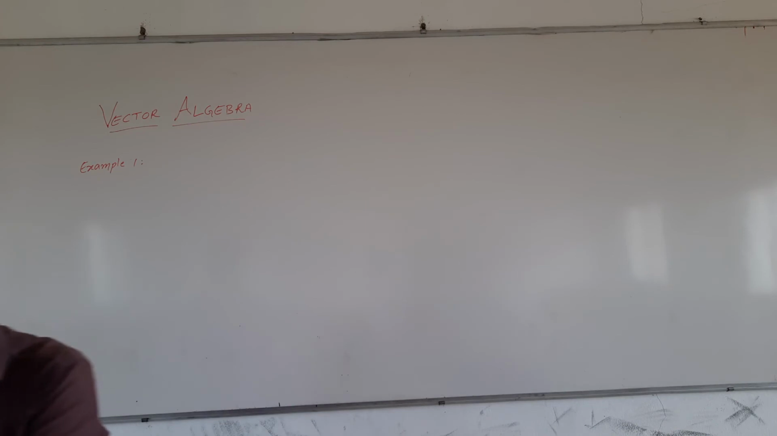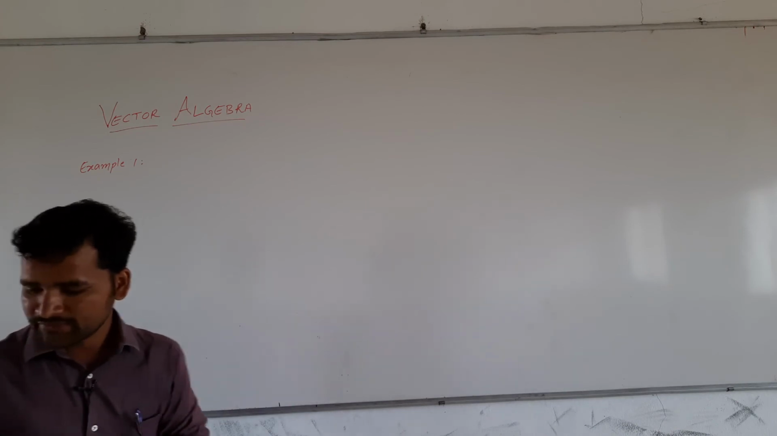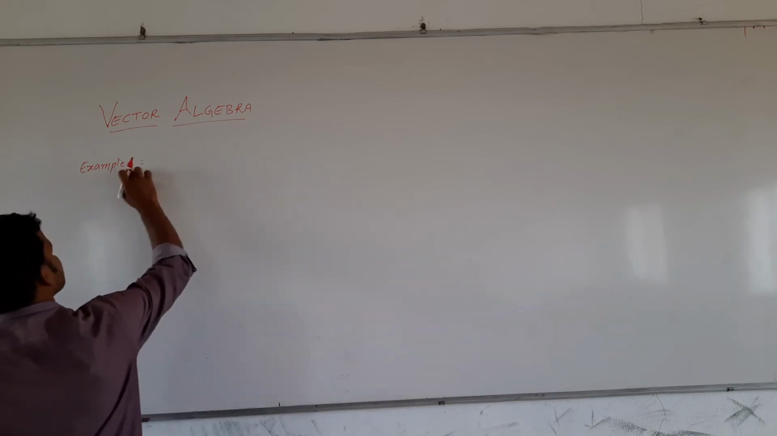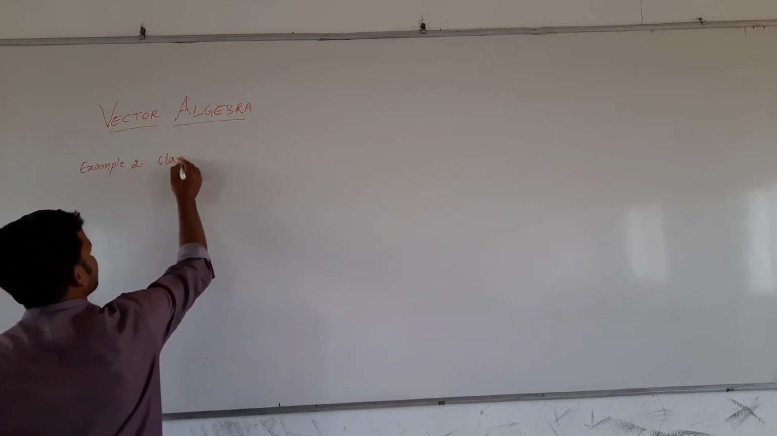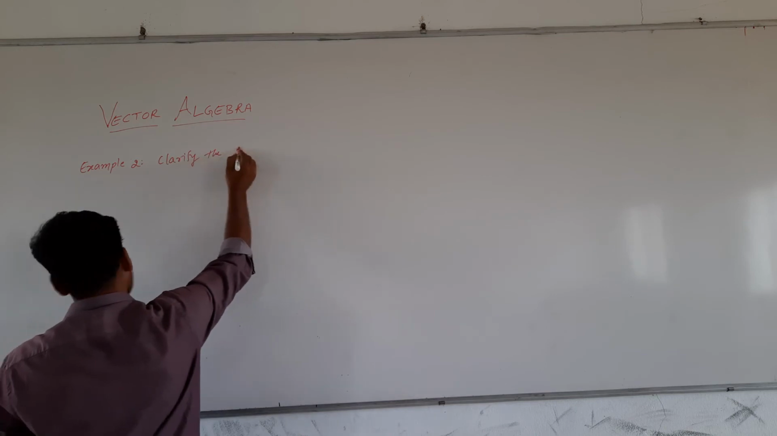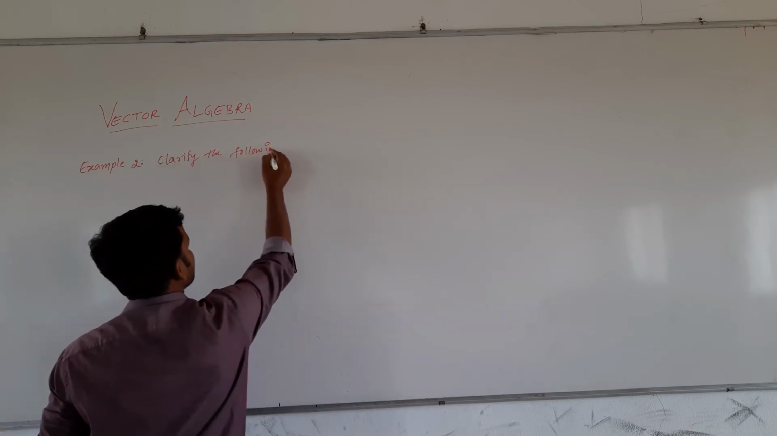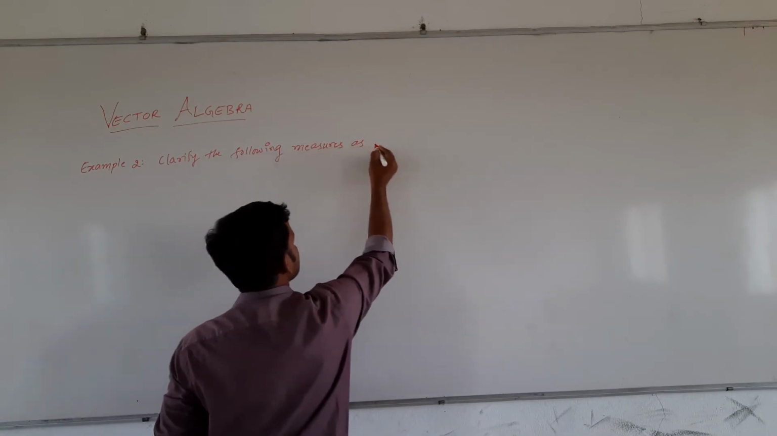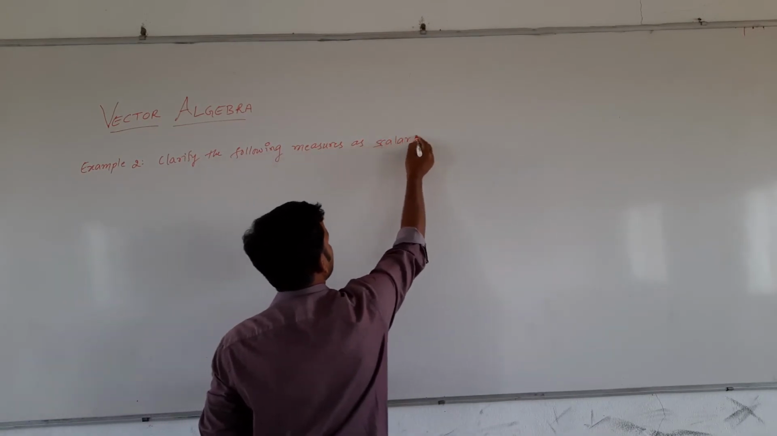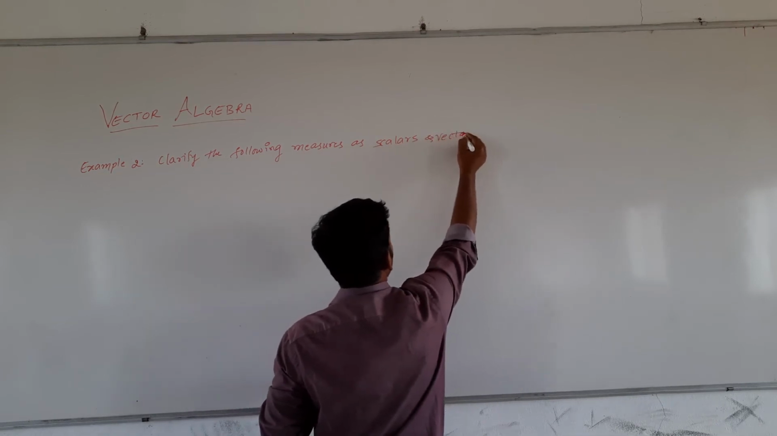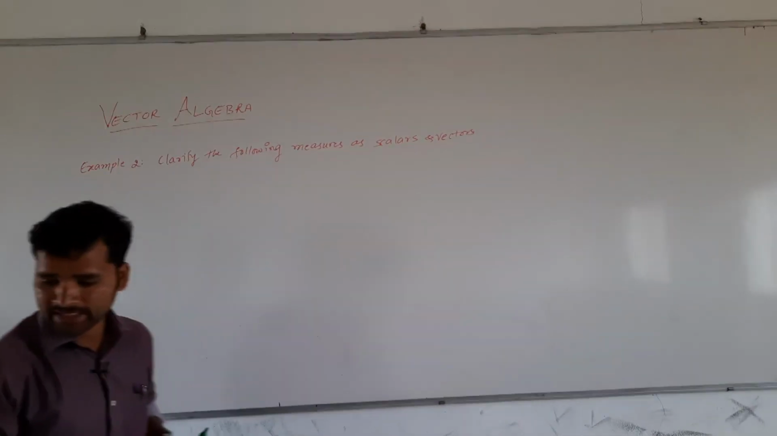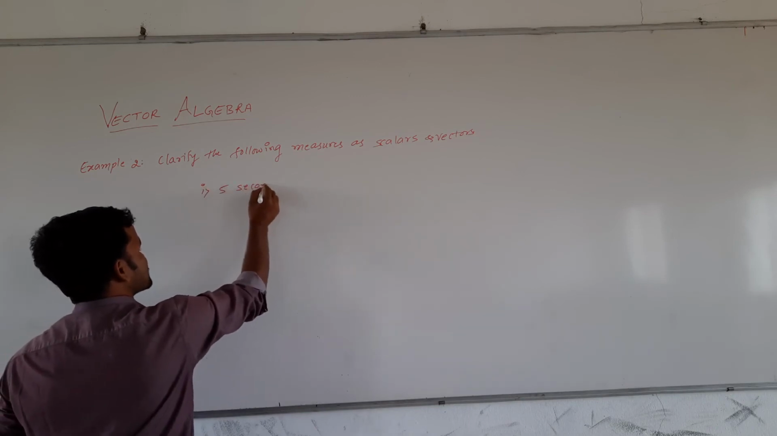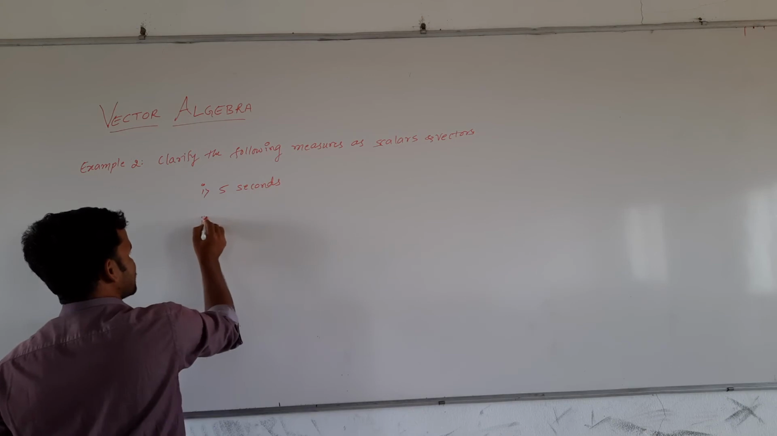Next, let us go to example 2. Classify the following measures as scalars and vectors. In that, they have given the first one, 5 seconds.